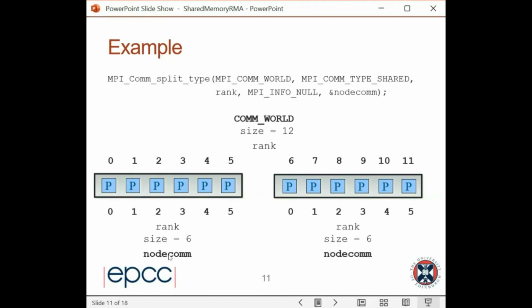So these guys happen to have the same rank in the node communicator as they do in COMM_WORLD. These guys don't. These guys have 0, 1, 2, 3, 4, 5. So that's the way you do it.